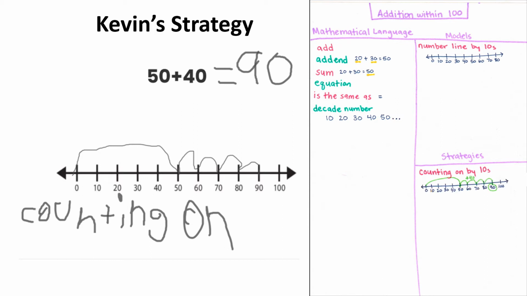Let's add counting on by tens to our anchor chart. Counting on by tens is the strategy. The model is a number line by tens. Remember that strategies are what you do, and models are how you show it.